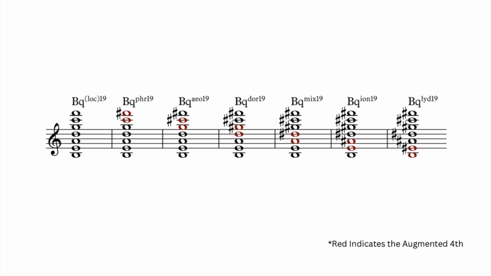We can use modes to describe the quality of any quartal chord. Each possible quartal chord corresponds to a mode based on the chord's root note. We have Locrian, Phrygian, Aeolian, Dorian, Mixolydian, Ionian, and Lydian. Each mode is abbreviated in the label of the chord.